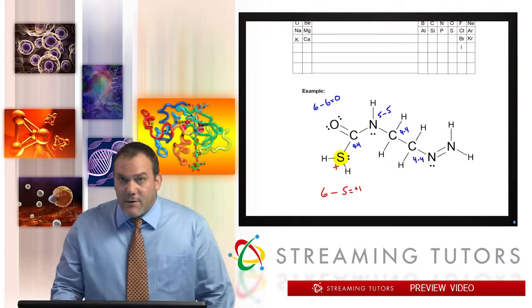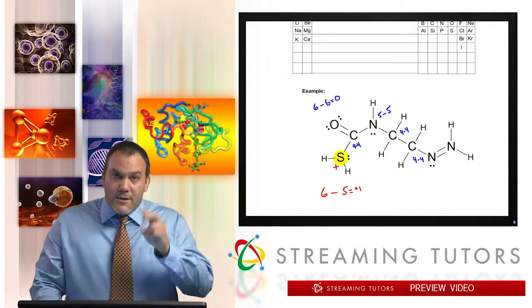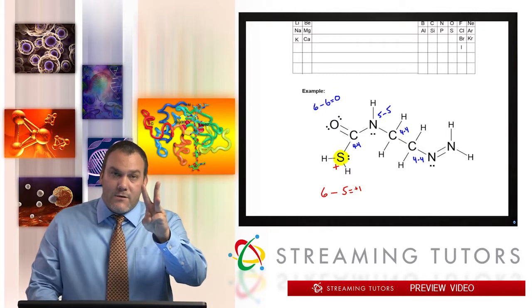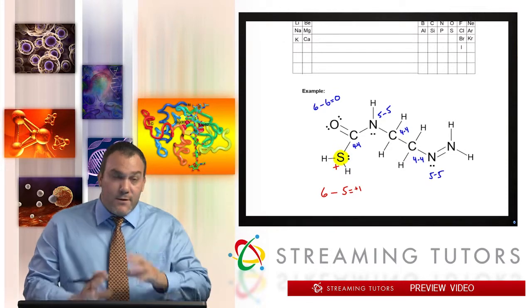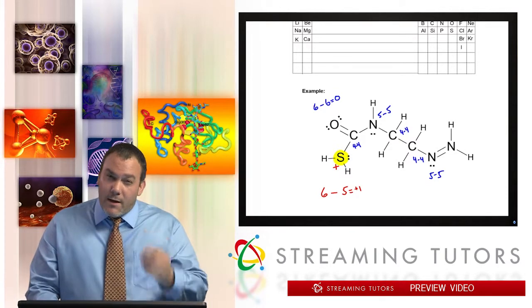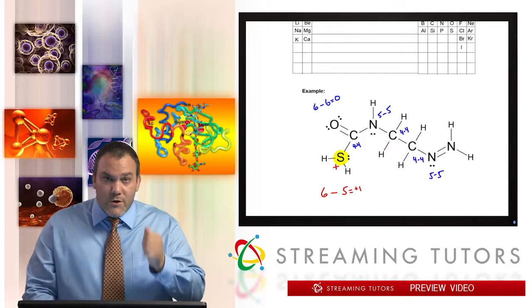Okay, what about this nitrogen? This nitrogen has a double bond, so that's 2 sticks, and then a bond to the left makes 3. And then a lone pair makes 5. So 5 minus 5. So it's 0. See that? Something quick. Whatever you do for formal charge, make sure it's quick.